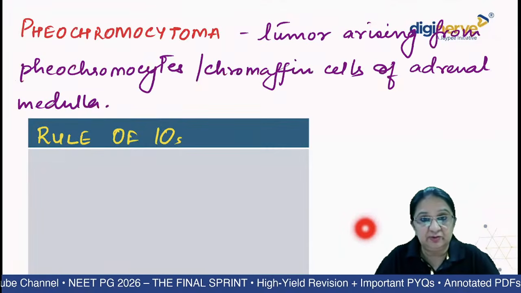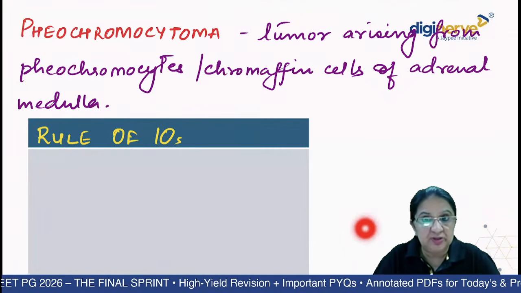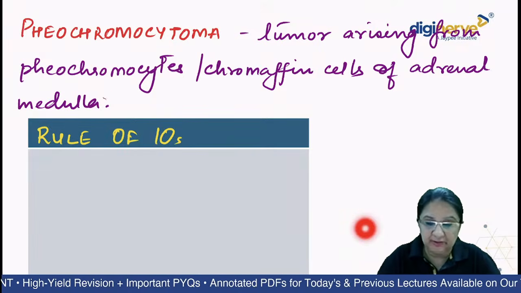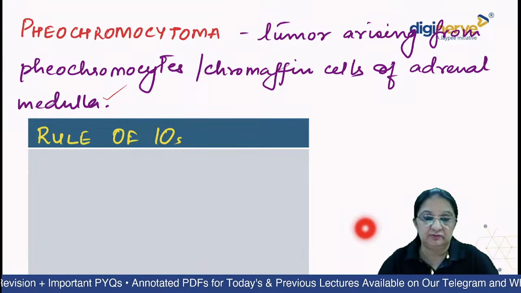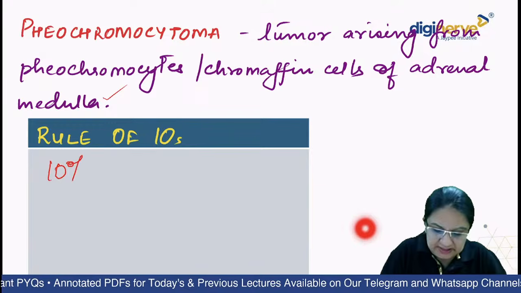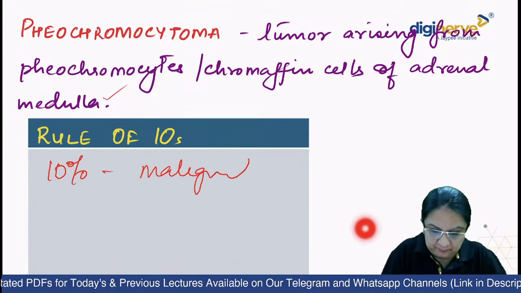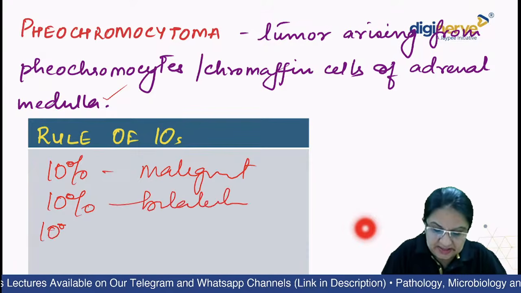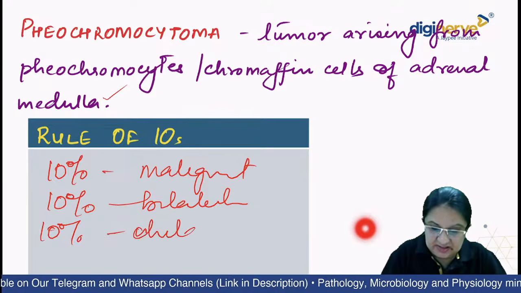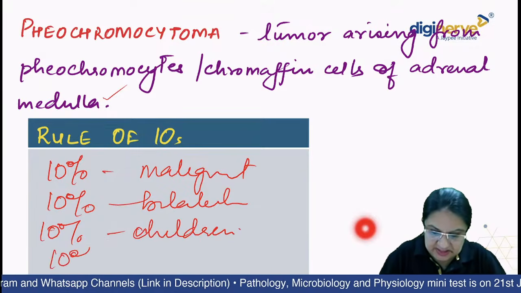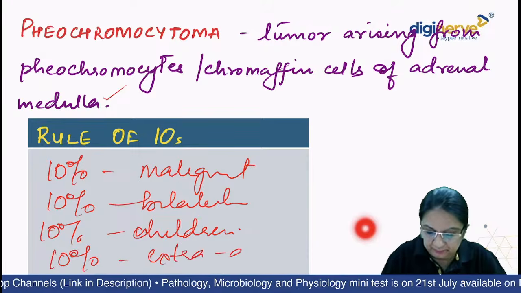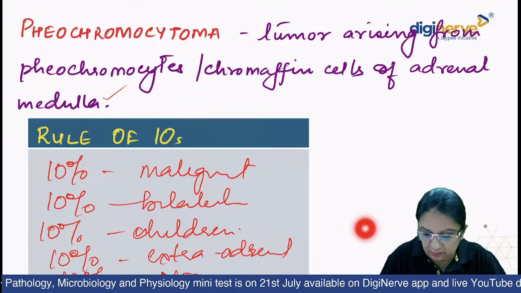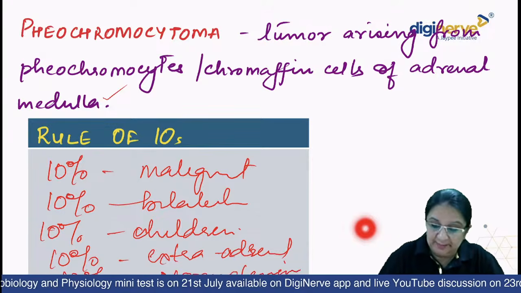Very quickly coming to pheochromocytoma, it's a tumor of pheochromocytes or chromaffin cells of the adrenal medulla. What is the rule of 10 seen in pheochromocytoma? 10% are malignant, 10% bilateral, 10% seen in children. Otherwise, they are more common in adults. 10% extra-adrenal, 10% patients are normotensive. Otherwise, they are hypertensive.